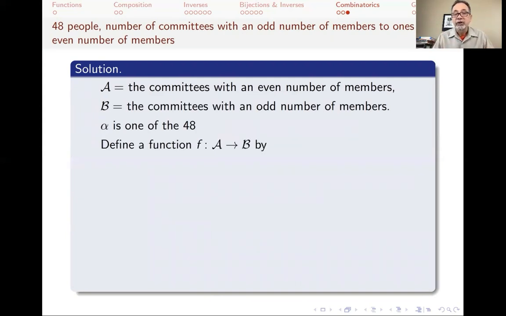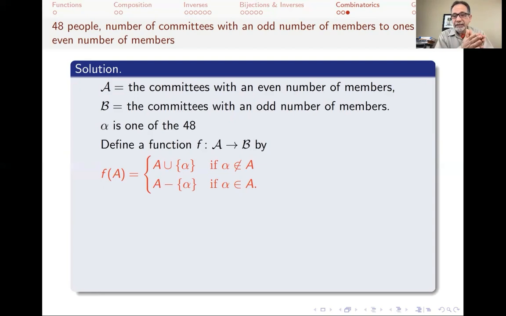I'm going to define a function from A to B. A, remember, is not a committee, it is the list of committees that have even number of members, and B is the list of committees that have an odd number of members. And I'm going to define a function that goes from A to B in this peculiar way. If you take a committee that has an even number of people, then see if you are a member of it or not. If you're not a member, join it. If you are a member, leave it. By doing that, I will change the parity of the size of the committee from even to odd.